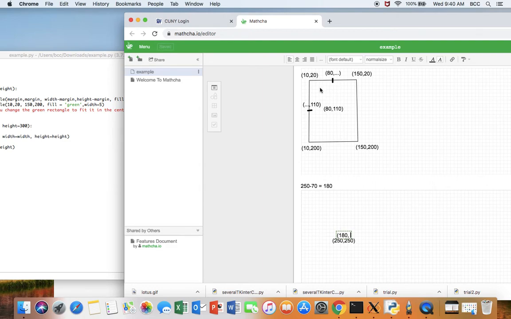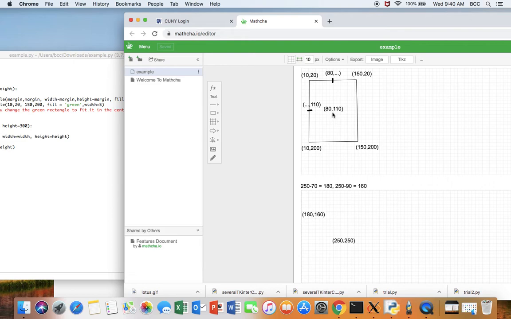Now what about the y coordinate? To find the y coordinate, I compare it with the y coordinate of the center, 110 and 20. What is the difference? 90. So I need 250 minus 90. That is 160. So the y coordinate of this point is going to be 160. Okay, so I got one point done.